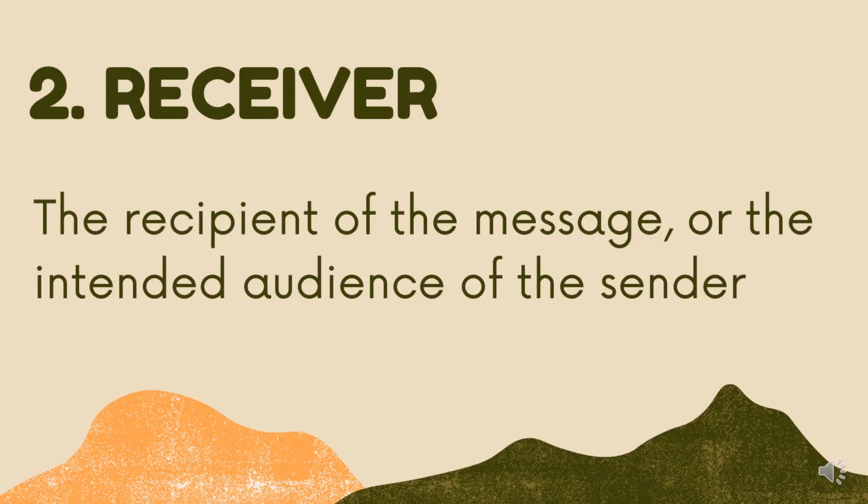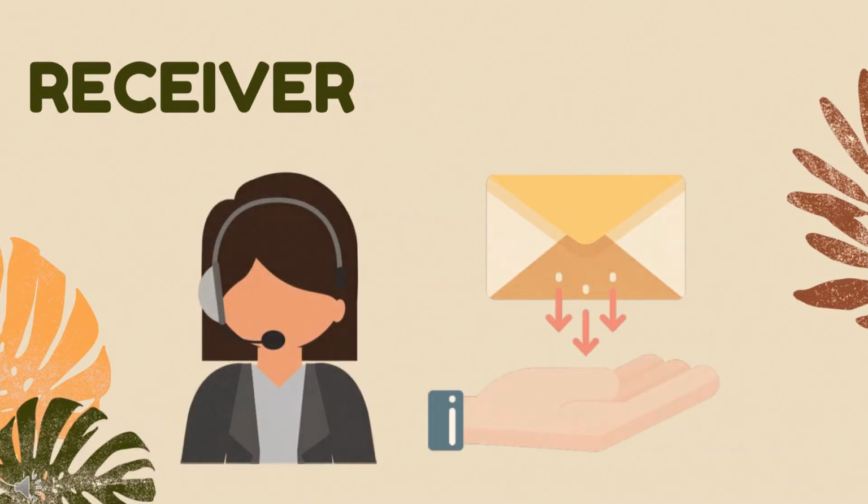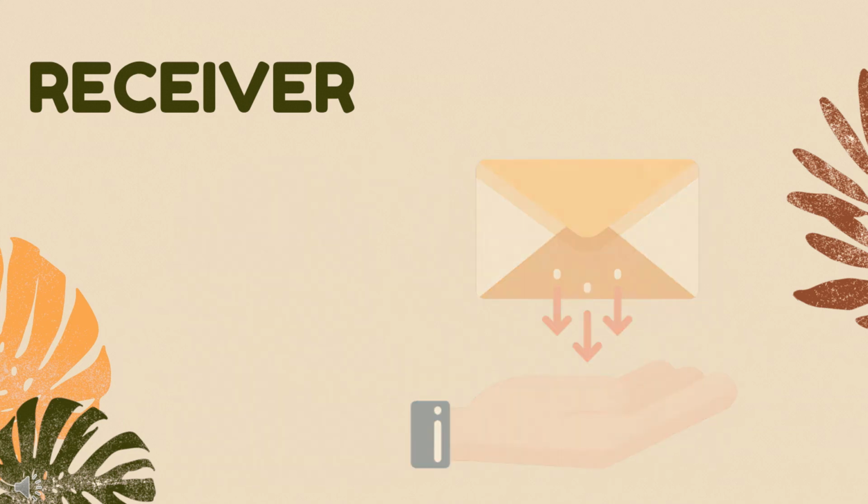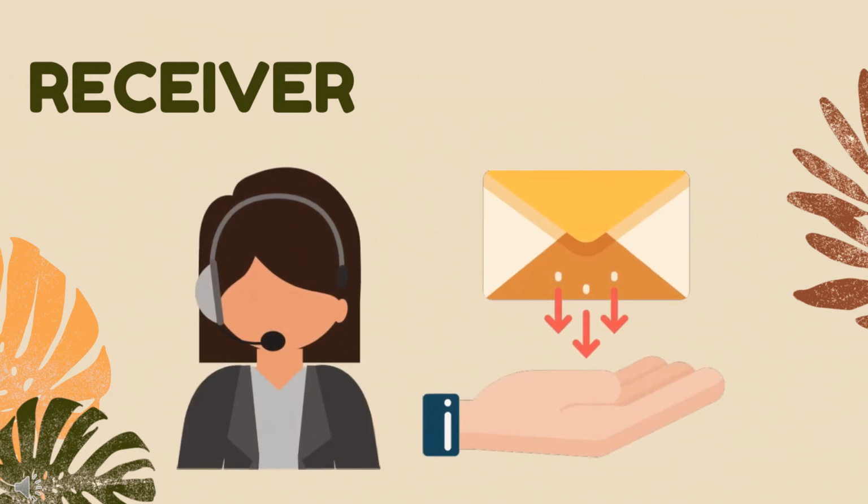Receiver. The receiver is the person who receives the message or for whom the message is meant for. It is the receiver who tries to understand the message and determines the best possible response to be given to the sender. The audience receiving the politician's speech and a student receiving a lecture from the teacher in a classroom are examples of receivers.